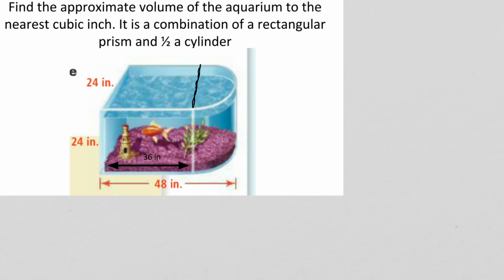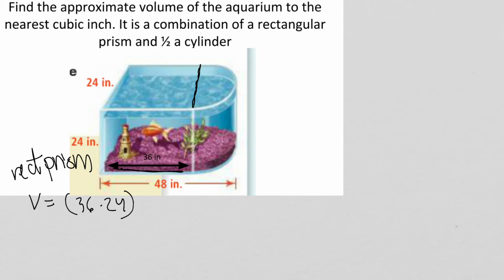So we got the volume of the rectangular prism, area of the base times the height. Well, the base, we got it to be 36 times 24, it looks like. And the height of this aquarium is 24 also. Put that in the calculator, you get it to be 20,736 so far of volume.